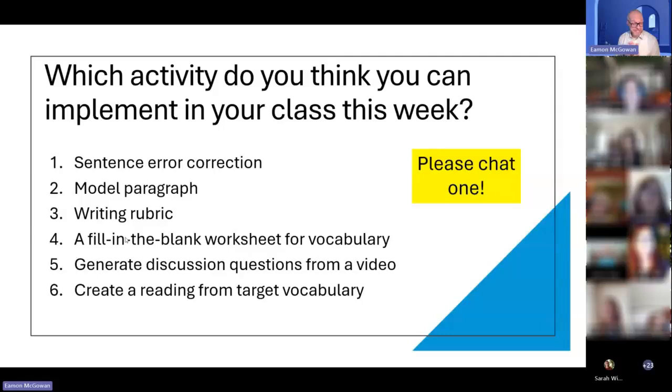So very quickly, there's 6 practices here. Please chat in the chat just the number that you think you can implement this week, Thursday, Friday, maybe Monday. We've got number 1, sentence error correction. Number 2, model paragraph. Number 3, writing rubric. Number 4, fill in the blank. 5, discussion questions from video. And 6, create a reading from target vocabulary. Just put the number. That way you have a little bit of a goal this week to incorporate.